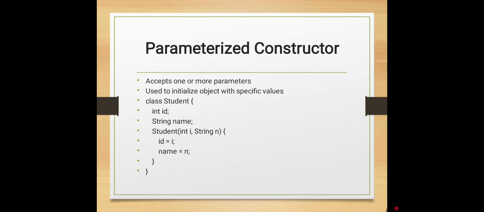Next is the parameterized constructor. The parameterized constructor accepts one or more parameters. It is used to initialize an object with specific values provided during object creation. In this example, the Student class has two variables, id and name. The constructor takes two parameters and assigns the values to these variables. So this allows us to create an object with custom data.